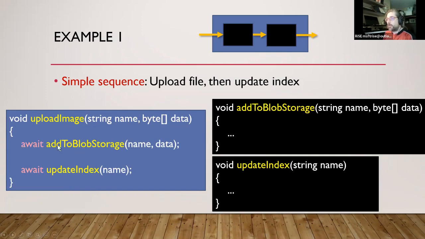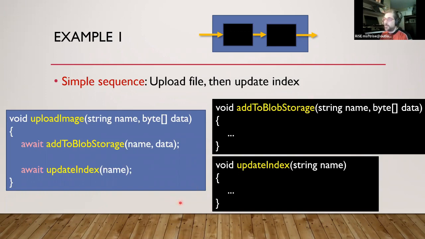So first I call the first one with add to blob storage. Let me do the laser pointer. So this call returns a task. And then here I'm waiting for the completion of this task before calling the second task, and then waiting for the completion of that. And after the second one has completed, my orchestration is complete. So this logically corresponds to a sequential composition of tasks.